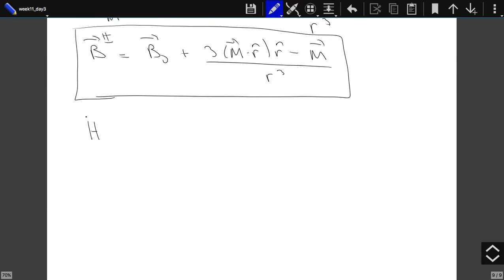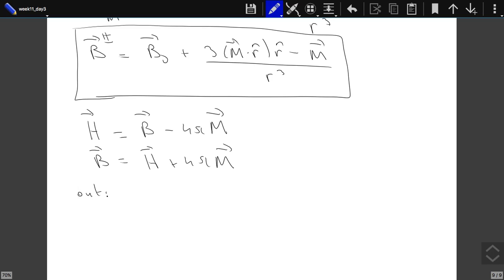Well, we also know that H was equal to B minus 4 pi M, or B was equal to H plus 4 pi M. So outside, obviously M is equal to 0. So B2 is equal to H2.